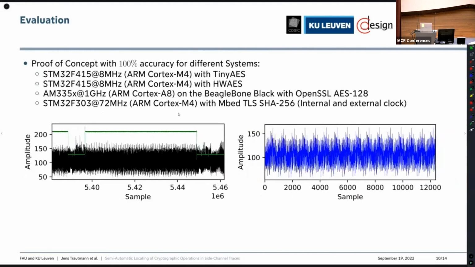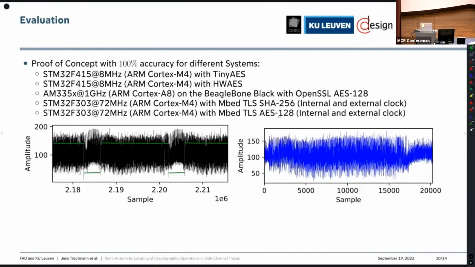More interestingly, we also looked at the ARM Cortex M4, but this time a different model with Mbed TLS and SCA and not AES, which is also round-based and has 64 rounds. But we recorded it one time with an external clock and one time with an internal clock. The external clock was synchronized with the oscilloscopes, who have really nice recordings, but the internal one has also a little bit of clock drift, which made the recordings a little bit more difficult for the tool to extract. And here we chose the first 16 rounds to compare and to find, and we found all of the starting points after refinement with 100% accuracy for the internal clock, and for the external clock we find them right away.